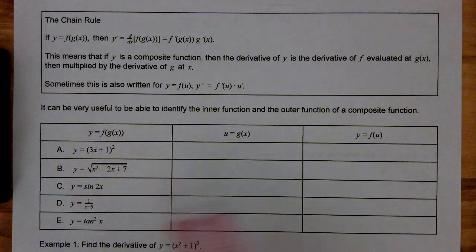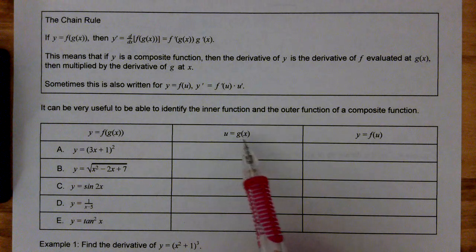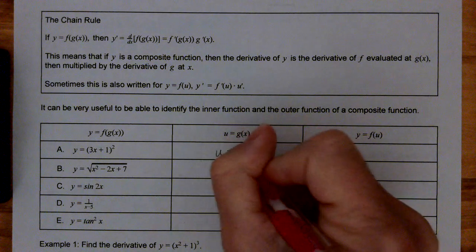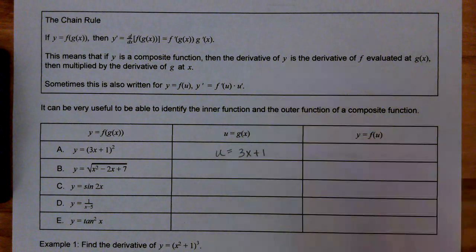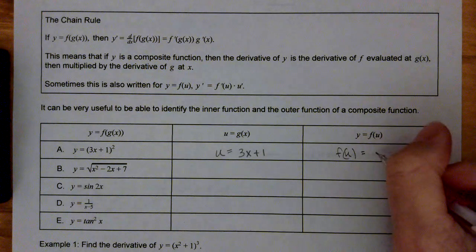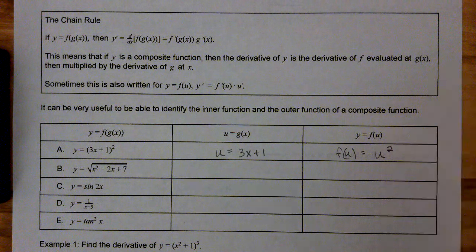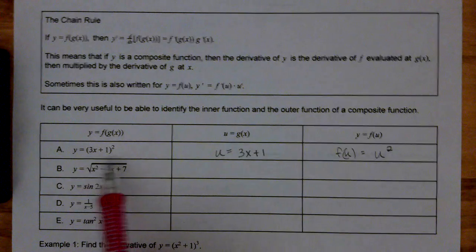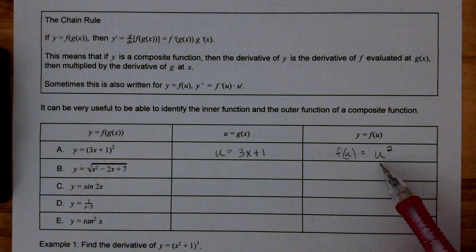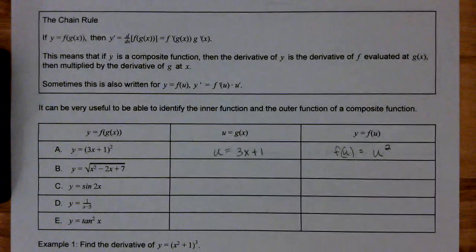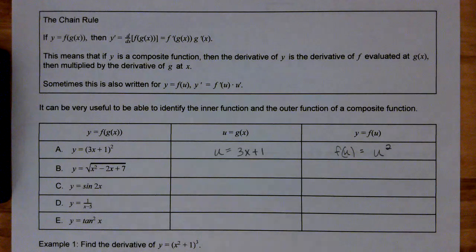So what we're looking to do here is define u as our inner function. I'm hoping you can see here that u would be 3x plus 1. And then our f of u would be u squared. So you can see that our final function over here, 3x plus 1 squared, is something squared, and that something is 3x plus 1. So pause the video now and try B through E.